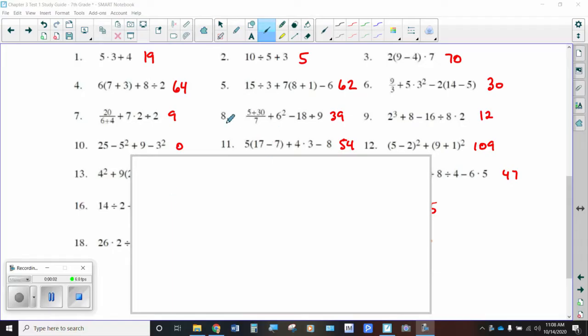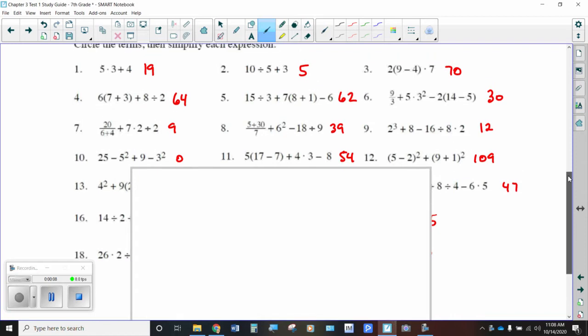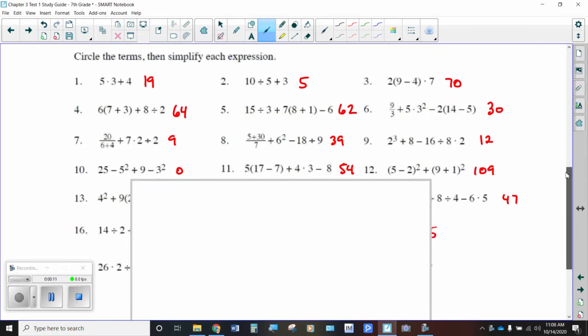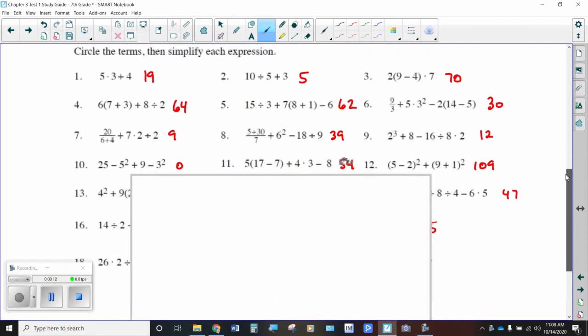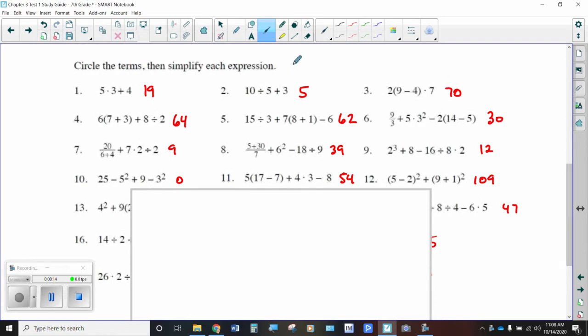Alrighty, let's take a look at our study guide for the Chapter 3 test that you're going to be taking as soon as we get done watching this video. The directions on the front side were to circle the terms and simplify the expressions according to the rules of PEMDAS. You can't avoid PEMDAS, but we might be able to make things a little bit simpler as far as the order of operations are concerned if you circle the terms first. But technically, when you're solving these problems, you really don't have to do that.